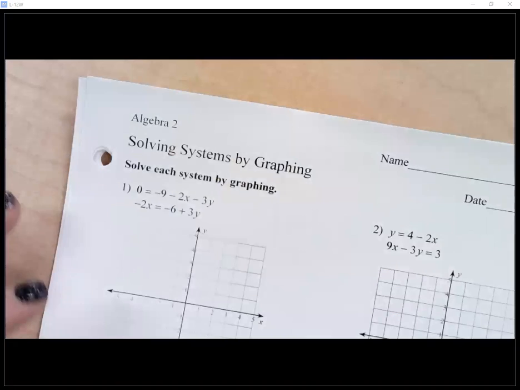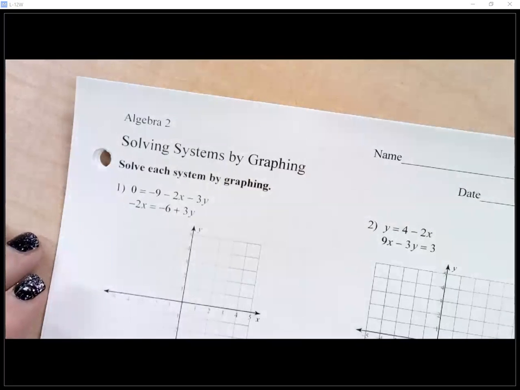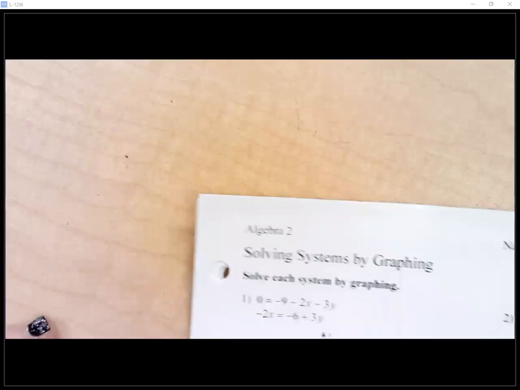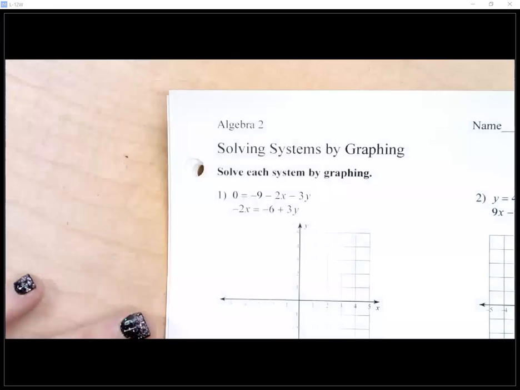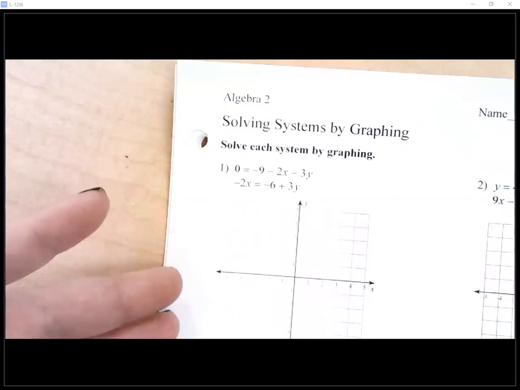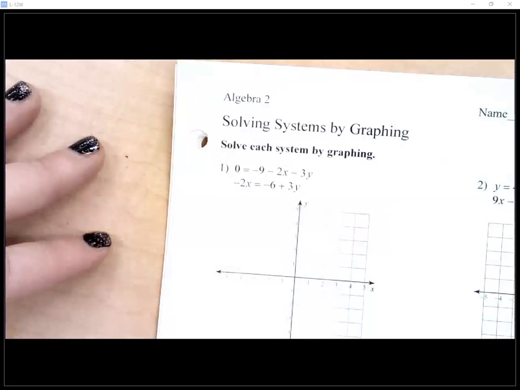Okay, everybody. So solving systems by graphing is literally the easiest way because you already know how to do it. All right, we'll just start with the first one. If I want to solve a system by graphing, I literally just have to graph both lines on the same coordinate plane. Wherever they cross, that's my answer. That's it. So if you can graph a line, you can solve the system by graphing.